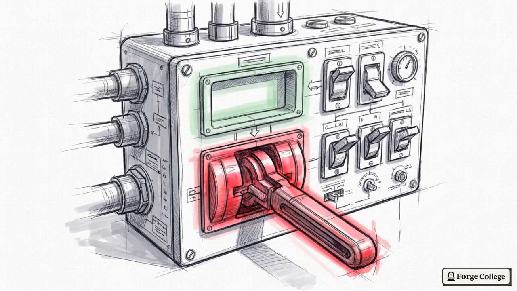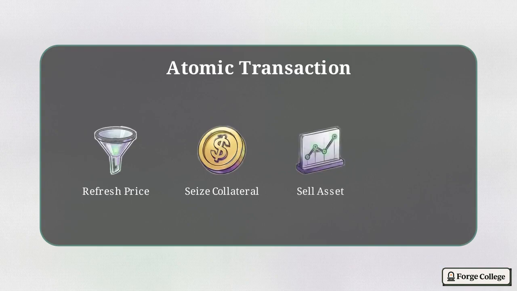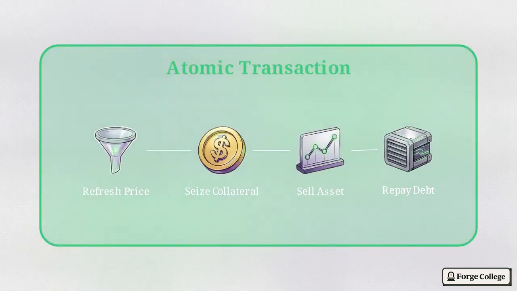The moment that health metric fails, the state machine flips the account status from healthy to liquidatable. This triggers an atomic transaction. Inside this single execution, 4 things happen in order. The program refreshes the price, seizes the collateral, sells the asset, and repays the debt. Because it's atomic, these steps either all succeed together or the whole thing fails.